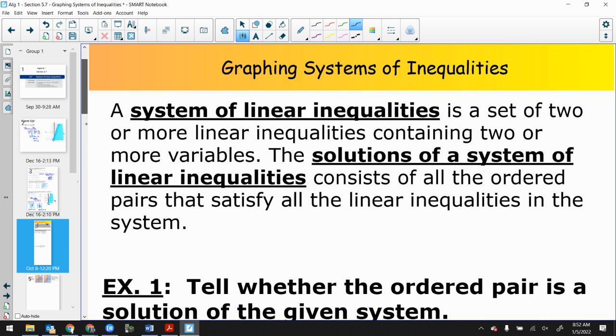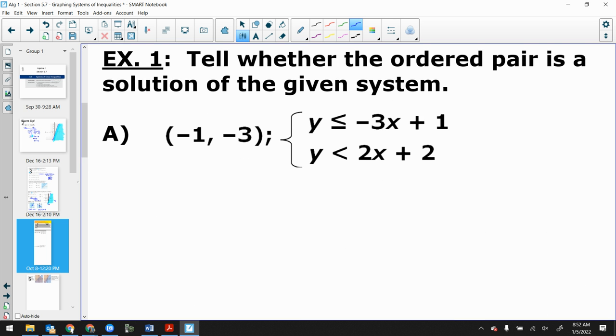So on your first couple examples that you have here, we're seeing if this is a solution. Same thing that we did yesterday, right? How do we tell if something is a solution or not? So let's do that exact same thing. Now, here's the catch. It cannot just be a solution of one of the inequalities. It's got to be a solution of both of the inequalities. So let's plug it in. I'm going to put this one in the top. -3 less than or equal to -3 times -1 plus 1. All I'm doing is seeing if that ordered pair is a solution to the top inequality.